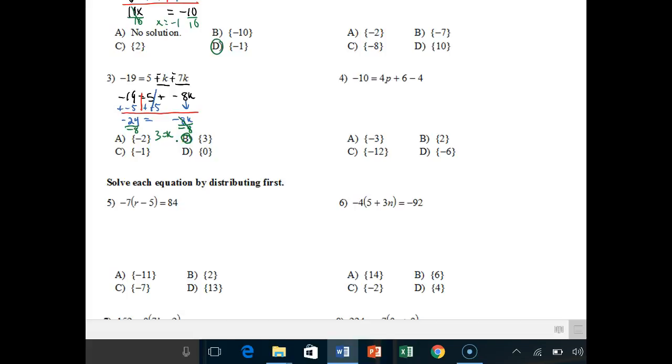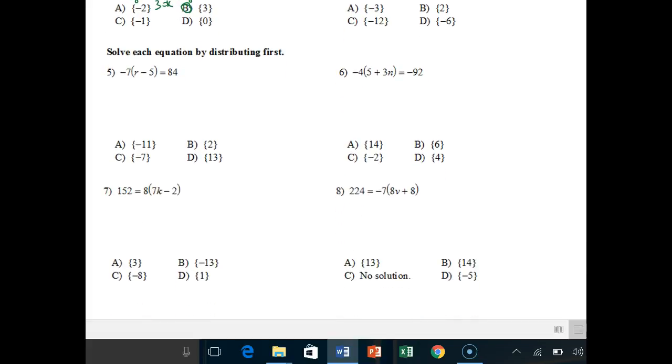All right, the next portion is where we have to distribute first to get ourselves a two-step equation. So we have to do -7 times r and -7 times -5, right? So -7 times r is -7r. -7 times, we could say plus negative, -5 is plus 35, equals 84. Go ahead, draw your Tetris. We'll be adding a -35 to both sides.